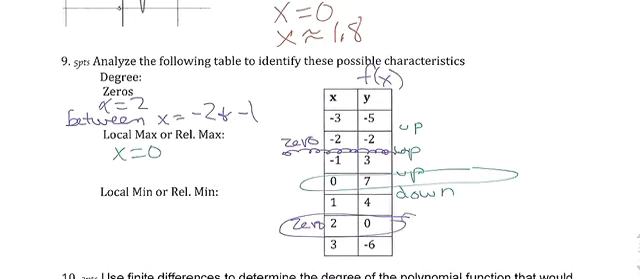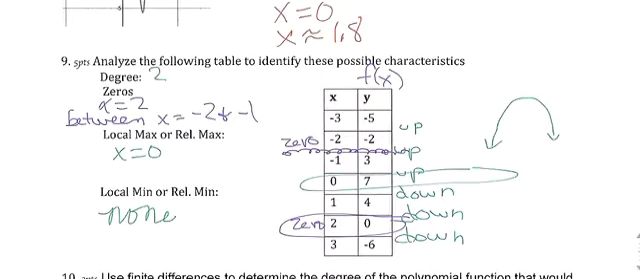From 4 to 0, it's still going down, and here it's still going down. So technically speaking, we only have the one max or min, and if my graph's going up then down, it's really only a degree of 2. Or you could sketch it out or graph it out if you wanted to.